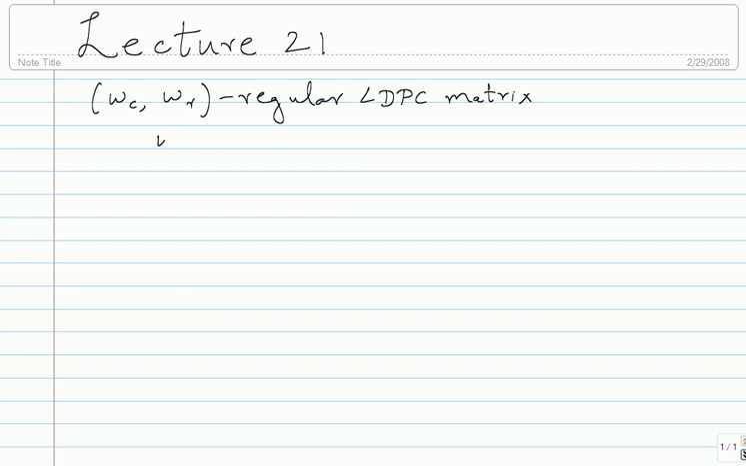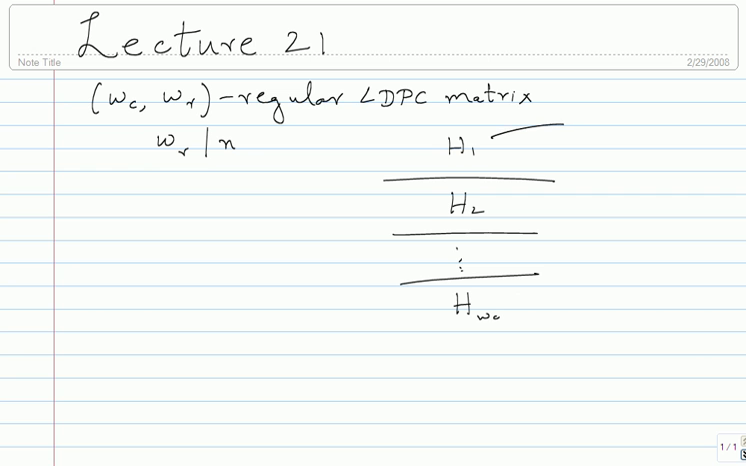and if you have WR dividing the block length N, then it's very easy to divide your parity check matrix into WC sub matrices, right? So that's what you do. You divide it into H1, H2, so on till HWC. Each matrix is 1 comma WR regular. Each of these submatrices has column weight 1 and row weight WR.